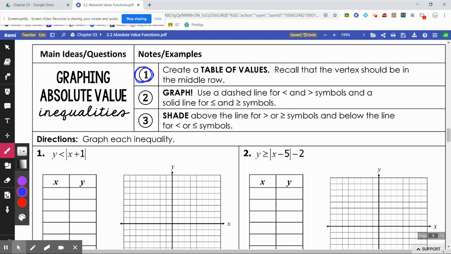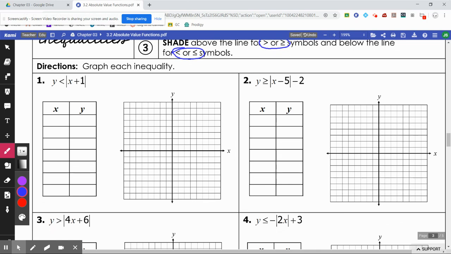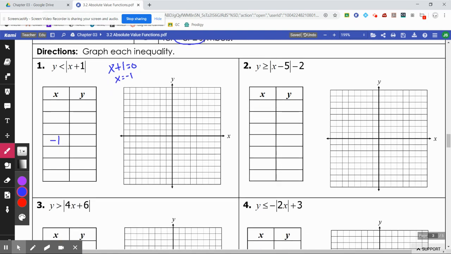A reminder that we're going to use a dotted or a dashed line for these symbols, and we're going to use a solid line for these symbols. We're going to shade below for these symbols, and we're going to shade above the graph for these symbols. Okay, here we go. So our first one, again, to find that vertex, we're going to set the stuff on the inside equal to 0. That's going to give us x is -1, and that's going to be the middle portion of my V-shaped graph.